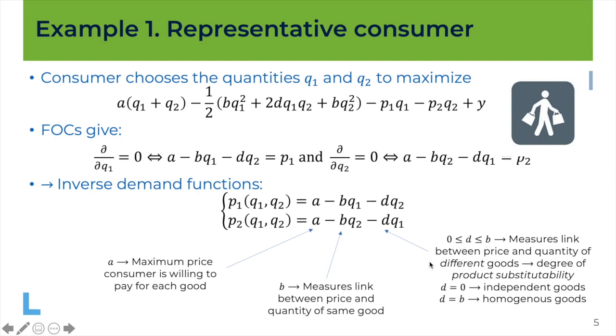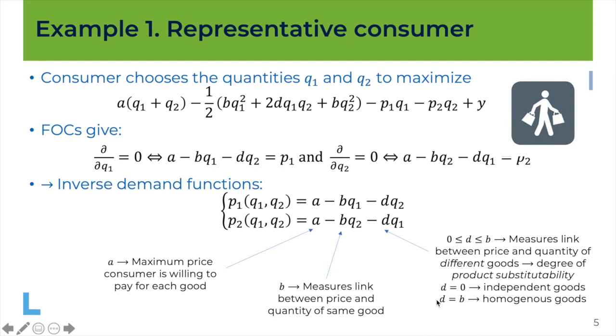And let's look at the two extreme cases. If D is equal to 0, then you can see that the third term here in the demand function just disappears, meaning that each price is just a function of the quantity of the same good. The price of good 1 is no longer depending on the quantity of good 2 when D is equal to 0, which is to say that the two goods are completely independent in the utility function of the consumer. So that's one extreme case.